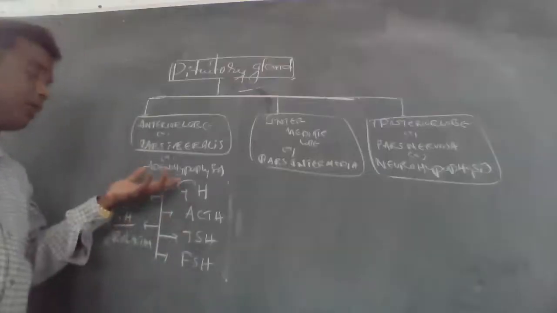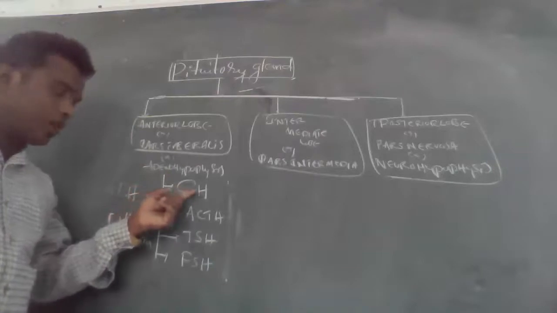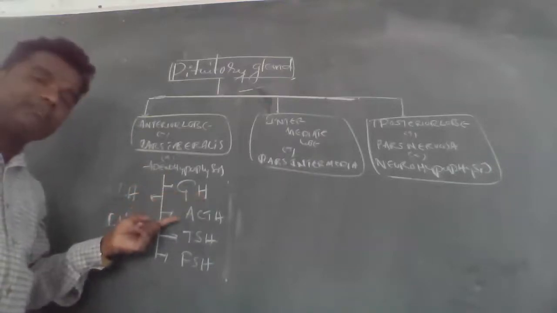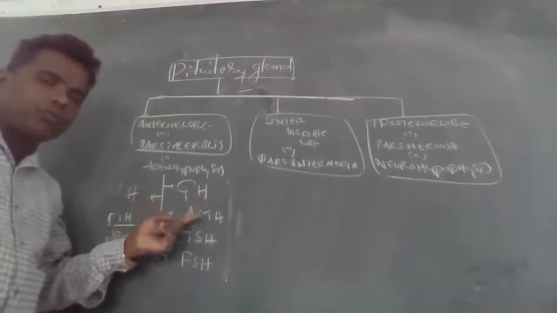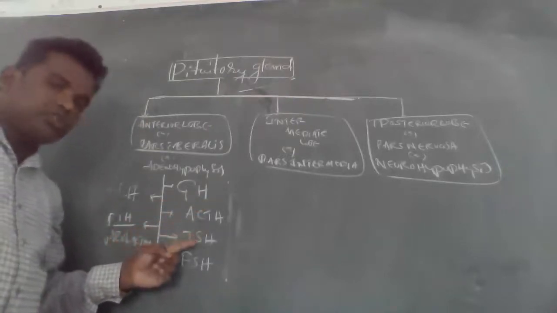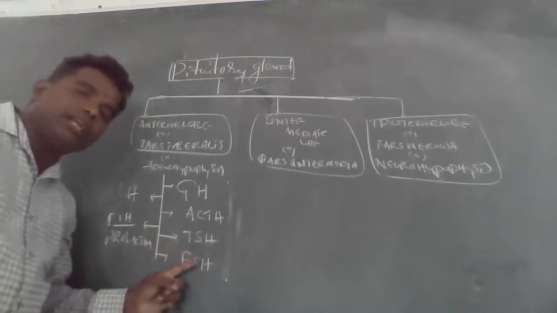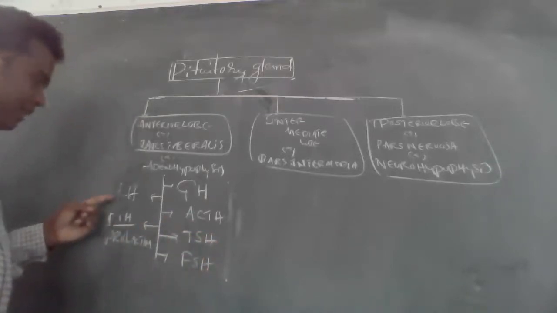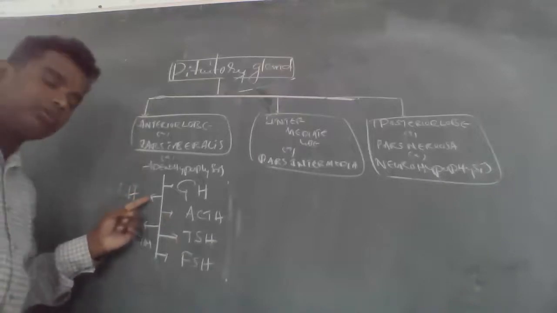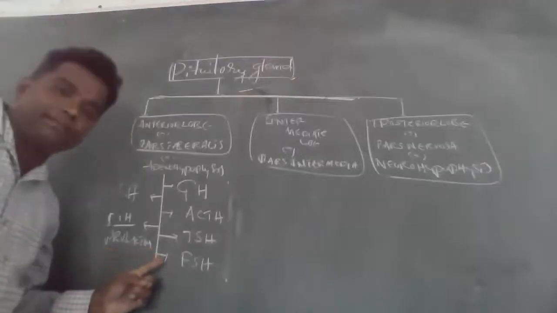What are those? GH, growth hormone. ACTH, adrenocorticotropic hormone, which we will explain in detail. TSH, thyroid stimulating hormone. FSH, follicle stimulating hormone. LH, luteinizing hormone. And the prolactin tropic hormone, also called prolactin.